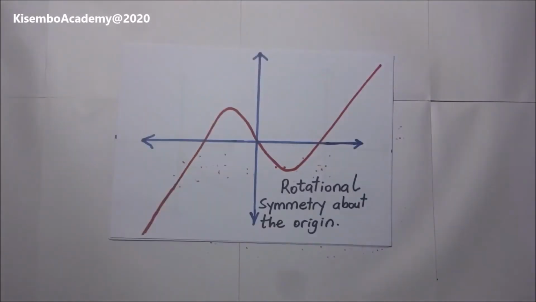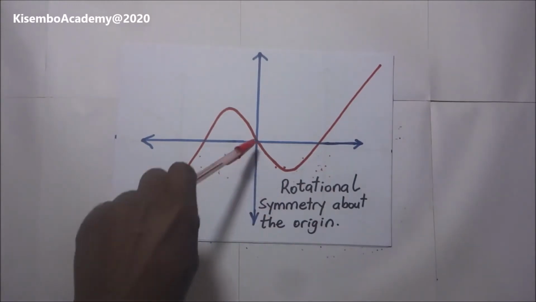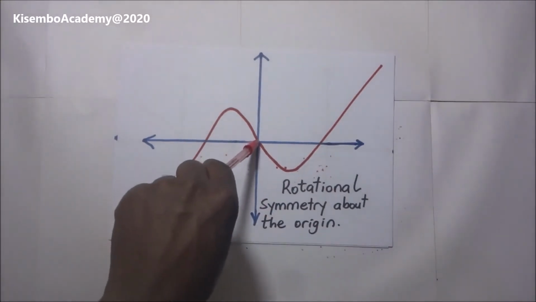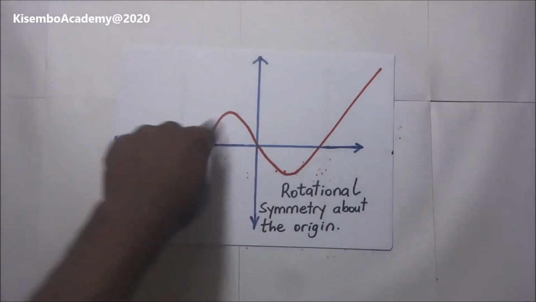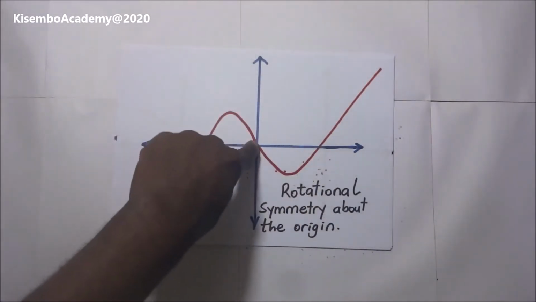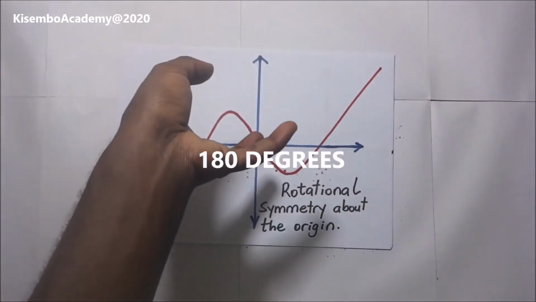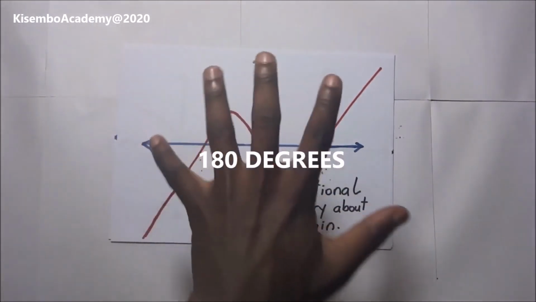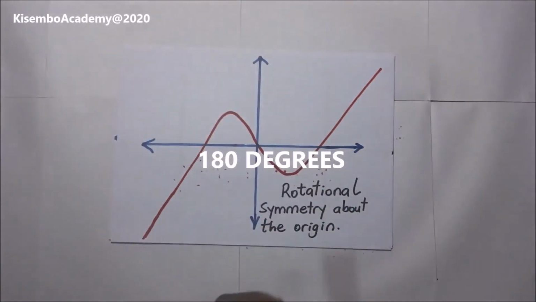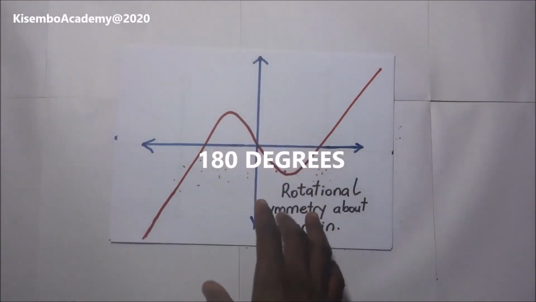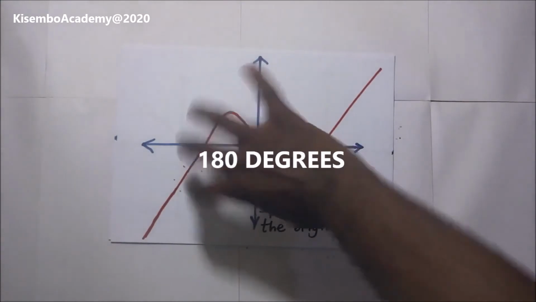Now it's important also to note that odd functions have a rotational symmetry about the origin. By rotational symmetry, it means that if this was my center and I was to turn this graph by 180 degrees, it would still look exactly the same, it would have the same shape.